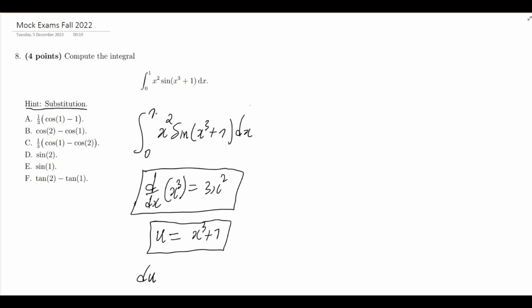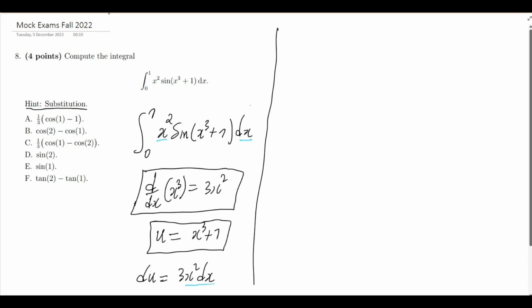So you can look for your du. This will be 3x squared dx. And if you look at it critically, this is x squared and this is dx, so you can replace that with du over 3. But I'm not going to do that. I will go directly and look for dx. Remember, we're doing substitution, so my dx will be simply du all over 3x squared.